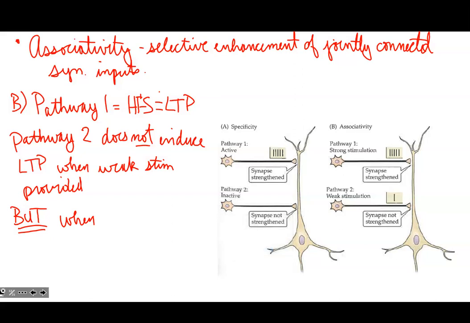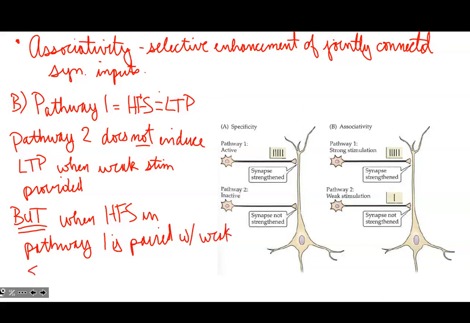when high frequency stimulation in pathway 1 is paired with even weak stimuli of pathway 2, both postsynaptic responses show LTP.